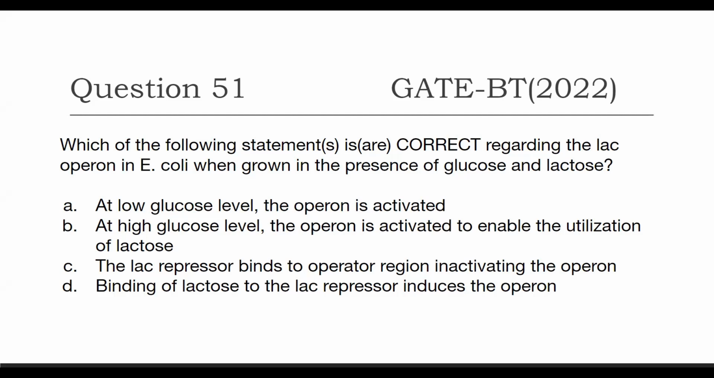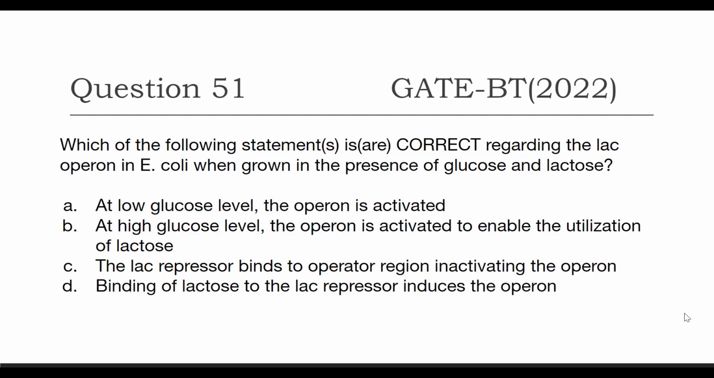Option A is at low glucose level, the operon is activated. Option B is at high glucose level, the operon is activated to enable the utilization of lactose. Option C is that the Lac repressor binds to the operator region, inactivating the operon. And option D is that the binding of lactose to the Lac repressor induces the operon.